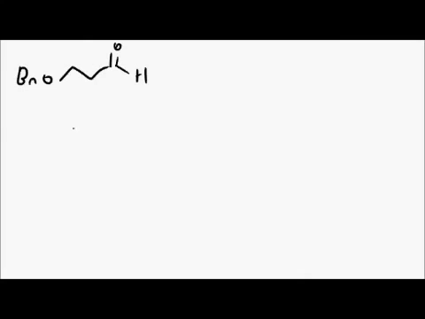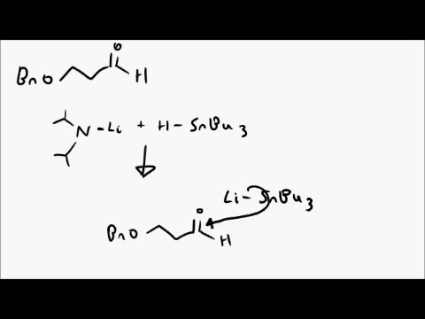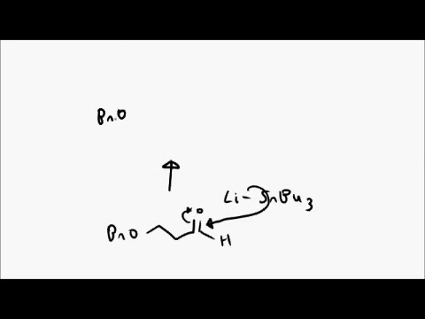Let's look at a more complex molecule, cocaine. We start with this aldehyde and use lithium diisopropylamide and tributylstannyl hydride. This first forms a tin lithium reagent, and that essentially behaves as tin minus, attacking at the aldehyde and giving us this species here as our first product. A quick workup removes that lithium and replaces it with a proton.